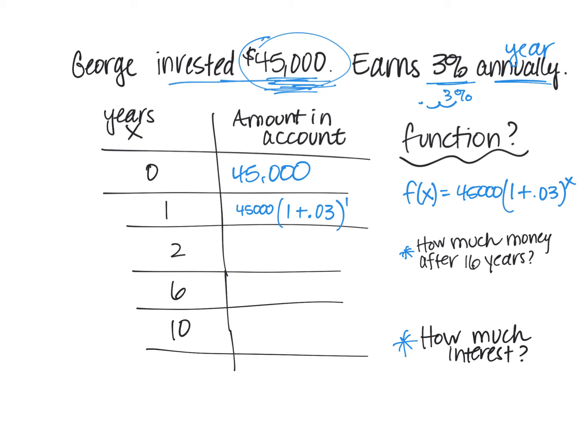Or to the t power, or any power, whatever. Well, I said years, so x. Now, some of you might write it as 45,000 times 1.03 to the x. That's fine as well, as long as you can explain where you got that from.